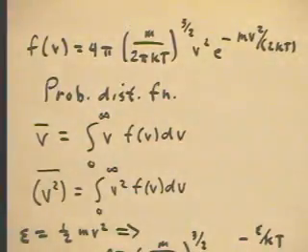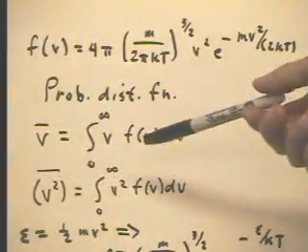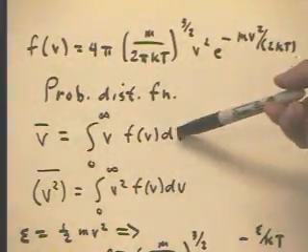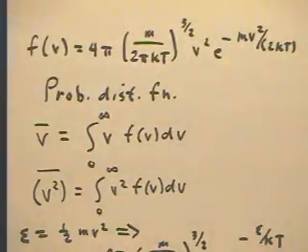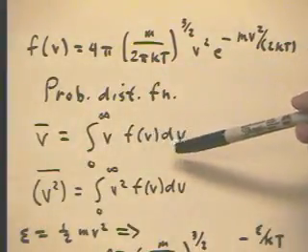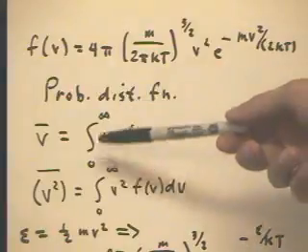The average value of any probability distribution function is the first moment integral. The first moment integral means that we take the variable and multiply it by the probability distribution and integrate that over the whole range of the variable.